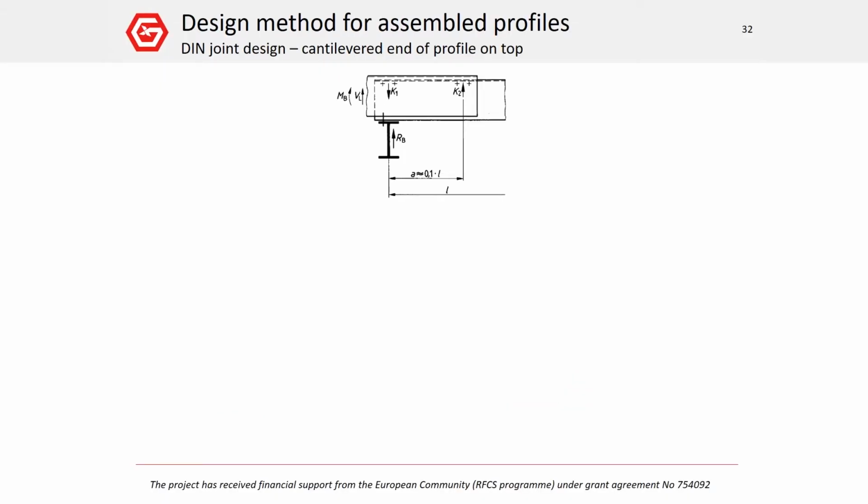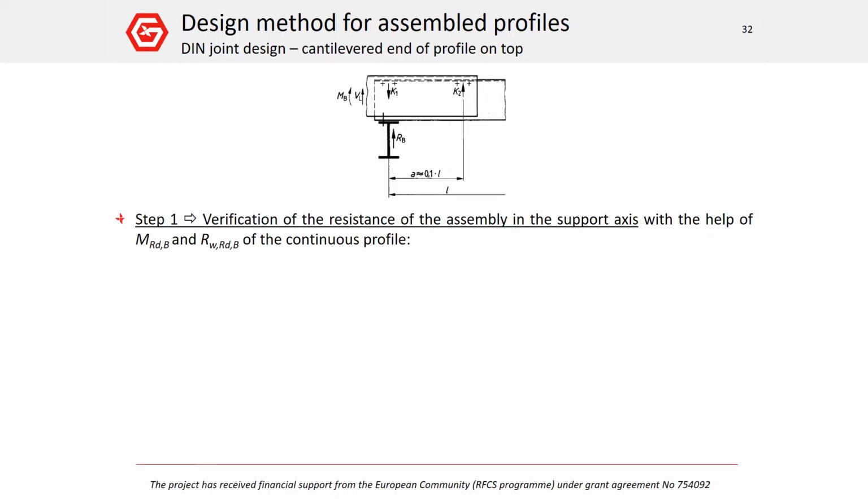The design of a single overlap joint with cantilevered head of profile on top must follow 3 steps. The first step consists of verifying the resistance of the assembly in the support axis using the design bending resistance and the design support reaction of a single continuous profile. For both loadings, 3 points are considered.